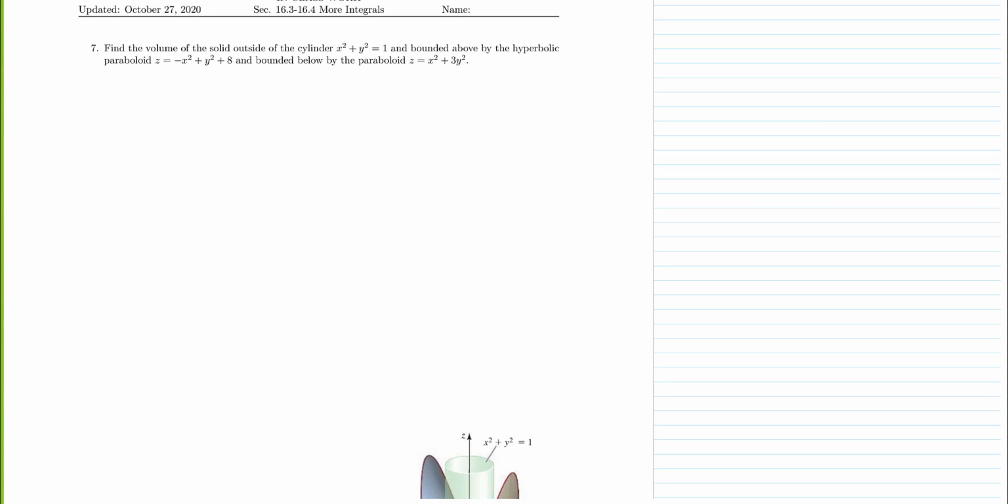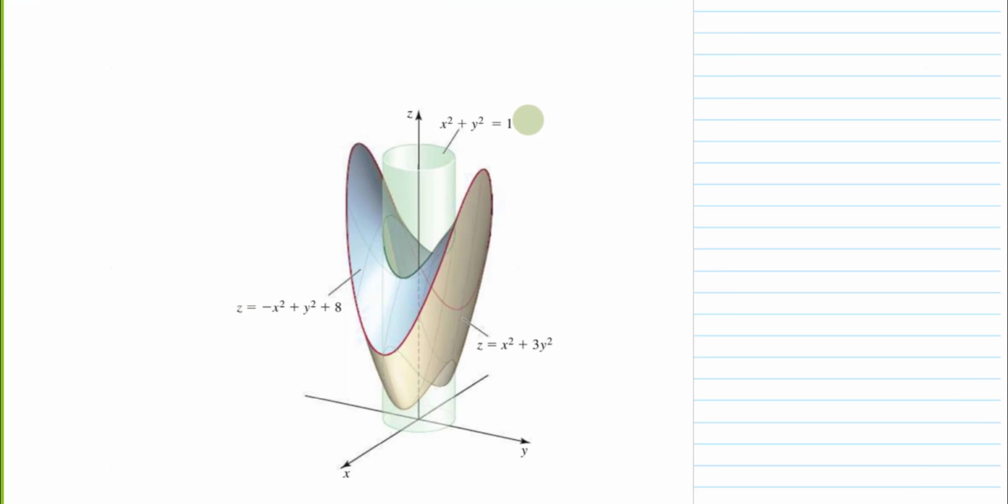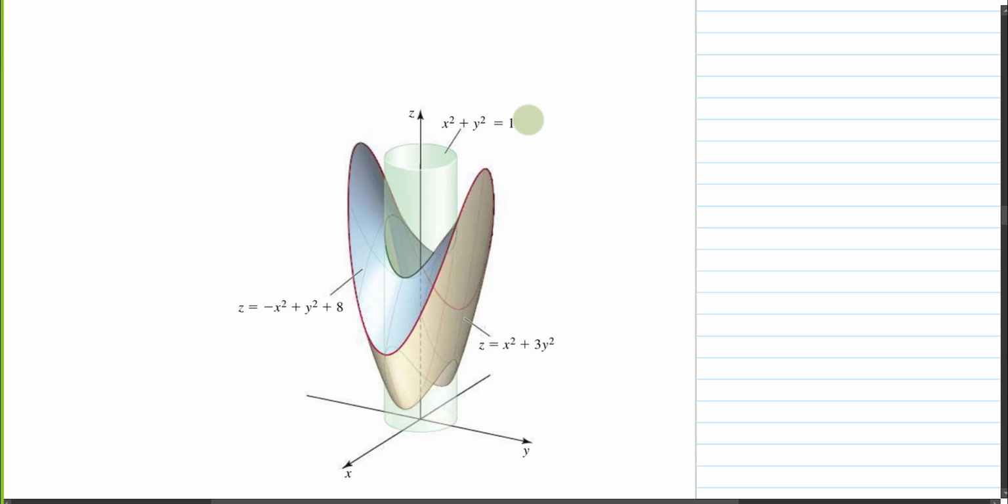And let's look at number 7 here, which is a nice visual problem to look at, using the image the book provided.